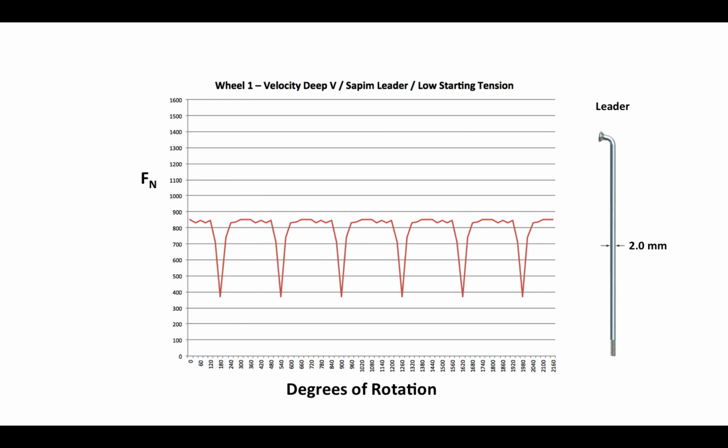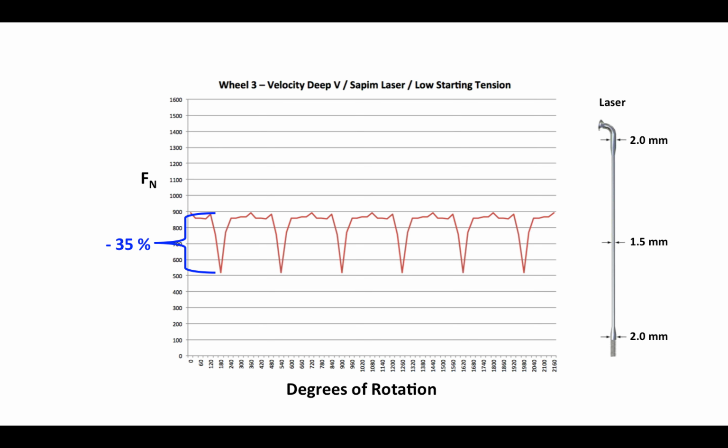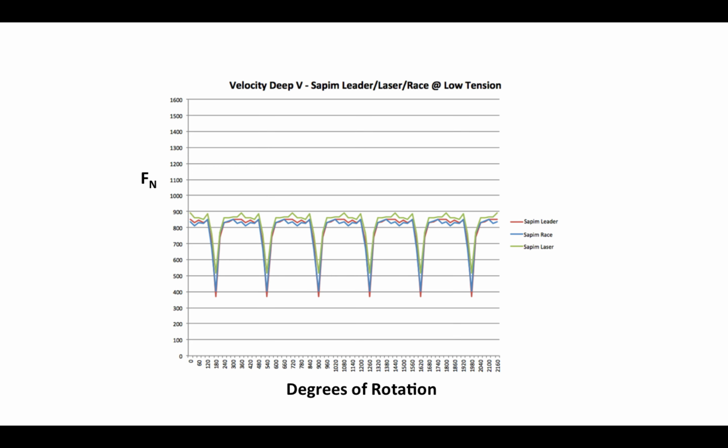And we can graphically depict this. On the x-axis, we have degrees of rotation, and you're looking at a repetition 6 times of the data. On the y-axis is the force in newtons, and here we see the 53% reduction in the tension as the spoke goes through the load-bearing zone. This is the same graph for the race spoke, and the thin middle section laser spoke showing the smallest percentage change. And here are all three plotted on the same graph.